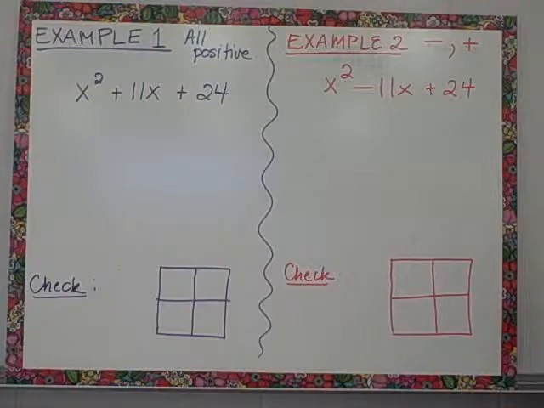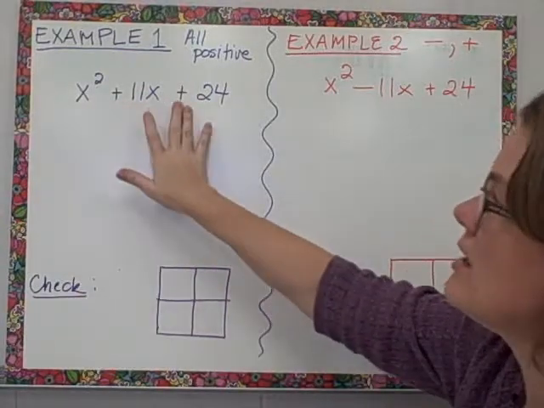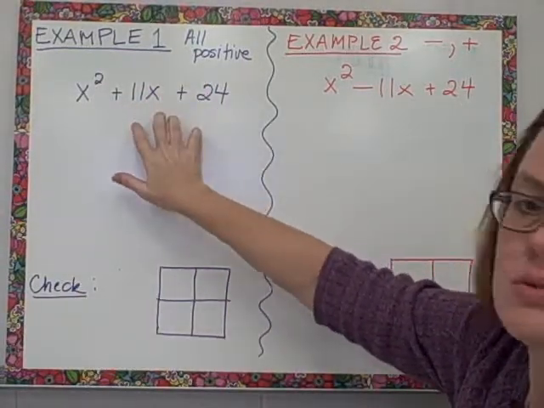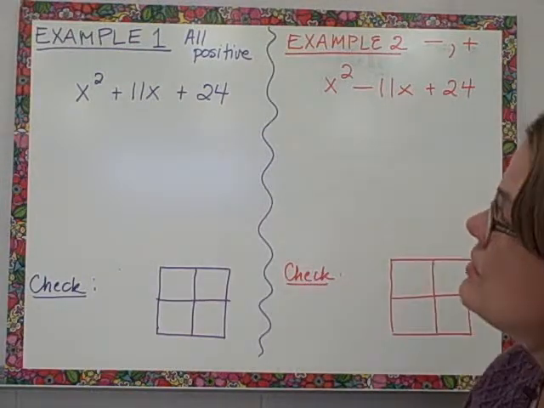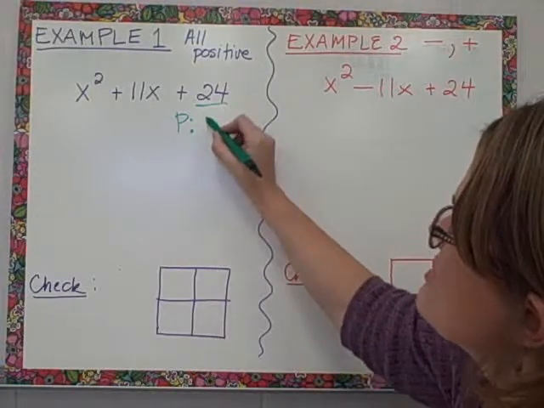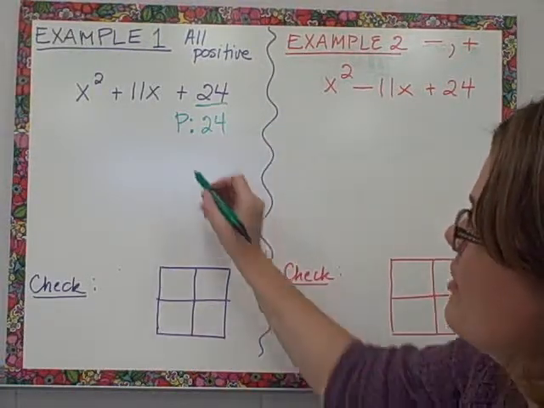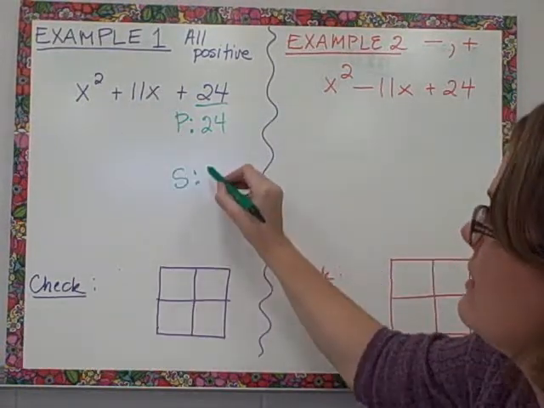Let's look at this next example. We're going to look at these case by case. In example number 1 here, we have two positives. These are the easiest ones to do when everything is positive. We don't really have to worry about signs. So step number 1 is to think about my product. Product, last number. Sum is what's in the middle that goes with the x.